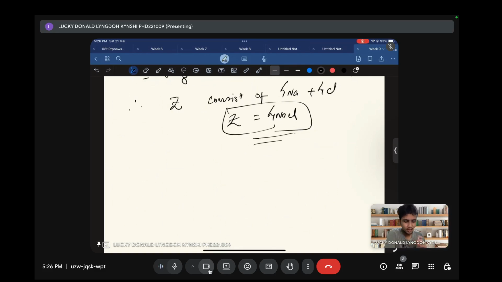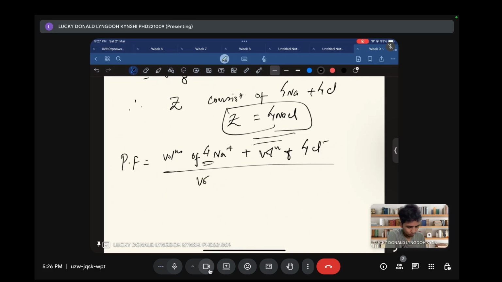Why we need to know this is because when you calculate the packing fraction, it is the volume occupied by atoms. What atoms here? The atoms are Na and Cl. So it will be the volume of Na plus, and there are 4 Na plus, plus the volume of 4 Cl minus, divided by the volume of the unit cell. You need to know how many sodium and how many chlorine there are because you need to find out the volume of each of them.